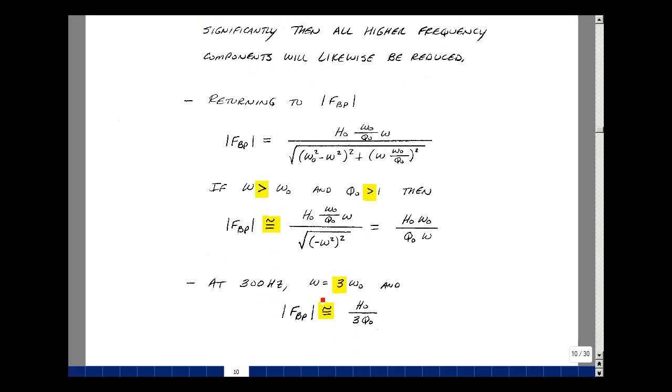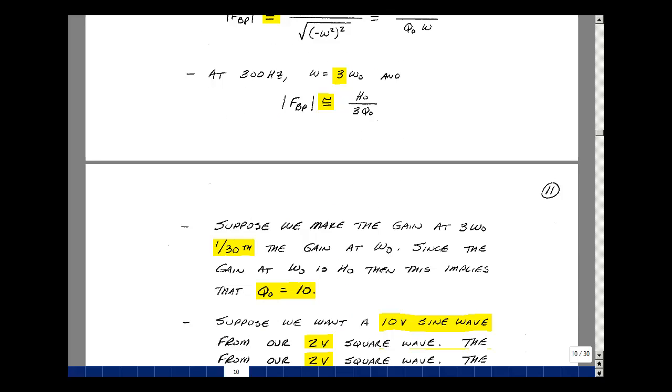If omega were equal to 3 omega naught, it's going to put in a 3 omega naught here. The omega naughts cancel, and I get h naught divided by 3 times q naught. So this is the value of my gain for the frequency of 300 hertz. And so my gain at 300 hertz is h naught over 3 q naught. And I want this 300 hertz signal to be attenuated.